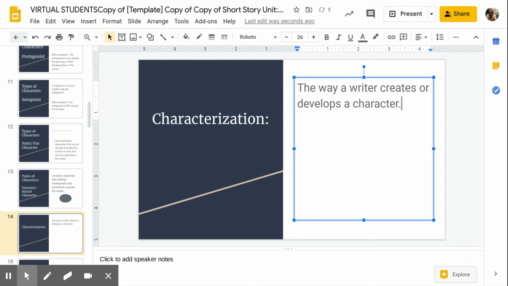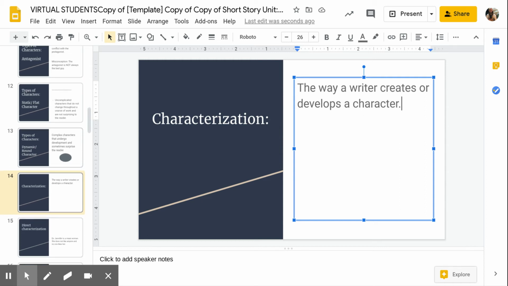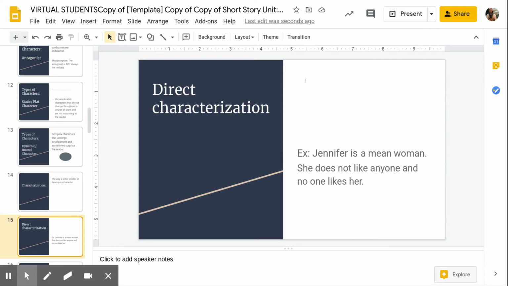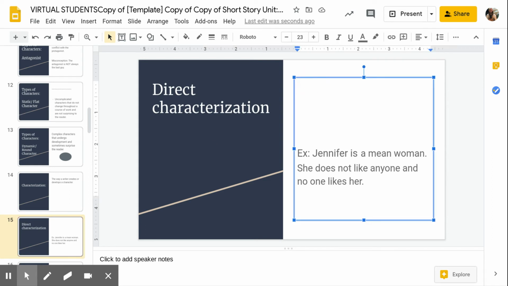Like I said, this can be direct or indirect, which we're going to go over in just a second. But characterization is simply the way a writer creates or develops a character. So direct, you all know what direct is. You're direct. You're to the point with it.